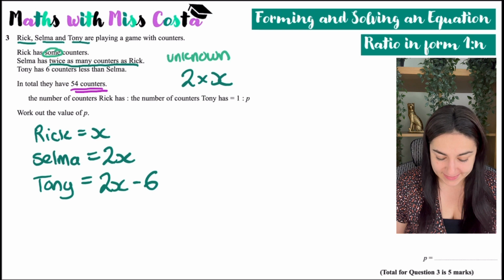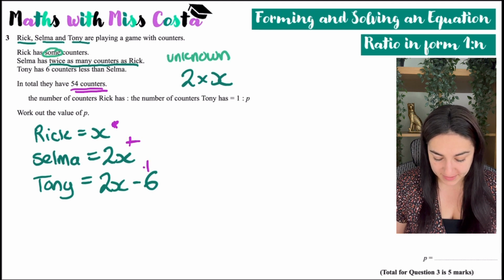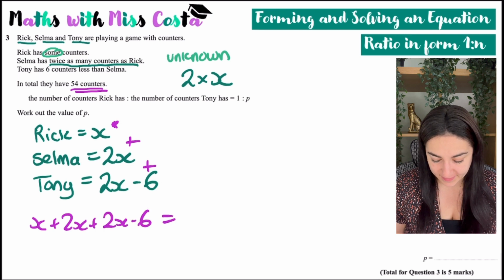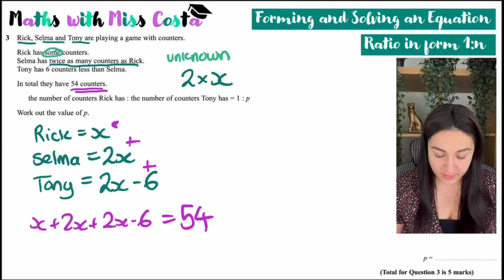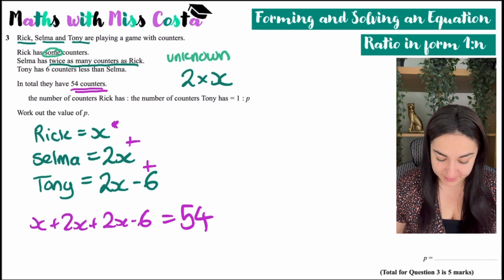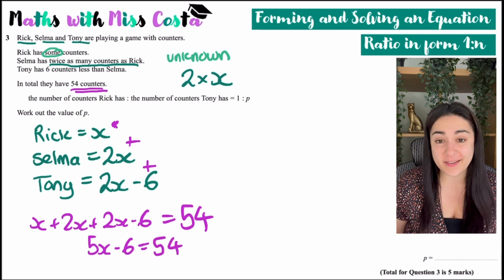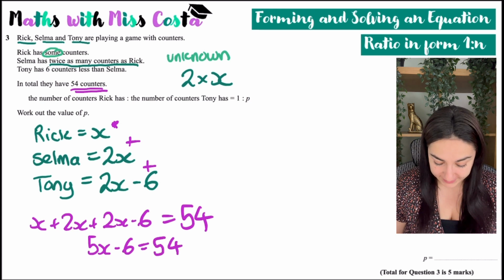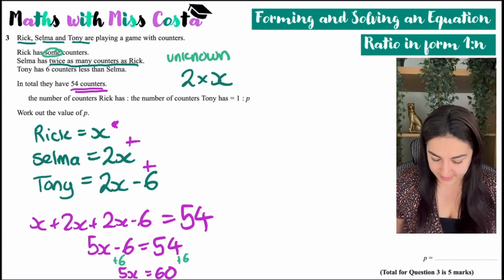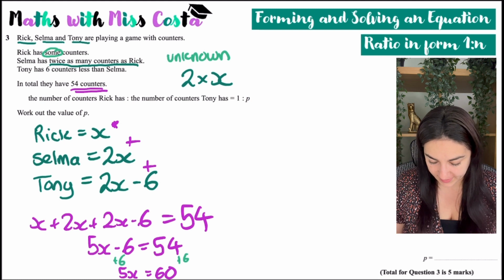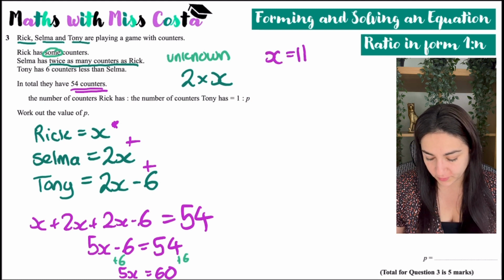So therefore, if I add this, plus this, plus this, so x plus 2x plus 2x minus 6, that must sum to 54. So then I can simplify. So x plus 2x plus 2x is 5x, minus 6 equals 54. And then I can just solve this equation to find out what x is. So I add 6 to both sides. So 5x equals 60. And then 60 divided by 5 is 12. So I know that x equals 12.